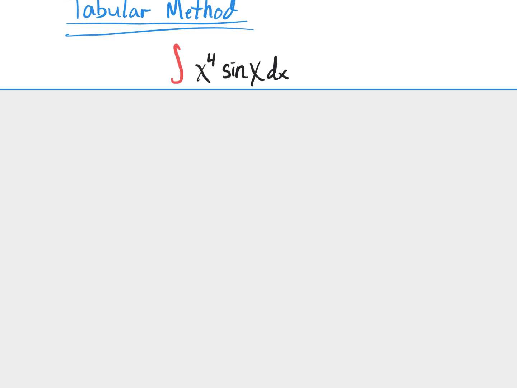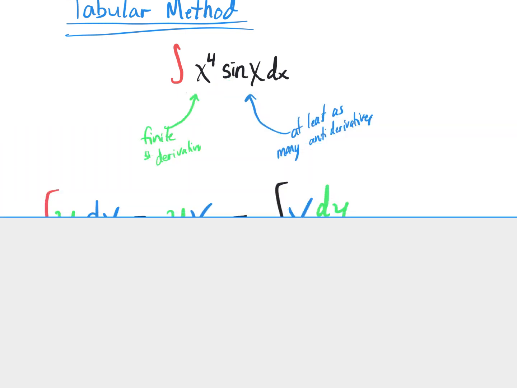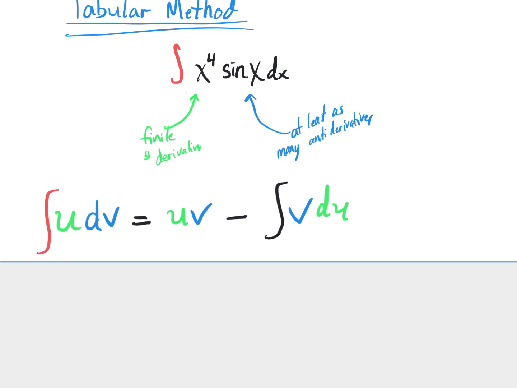A quick recap of the tabular method. So when you have a product of functions, we could use the integration by parts rule. However, as we saw in class, a problem with a factor like x to the fourth means we might have to do integration by parts 4 times. So instead, we'll use the tabular method.